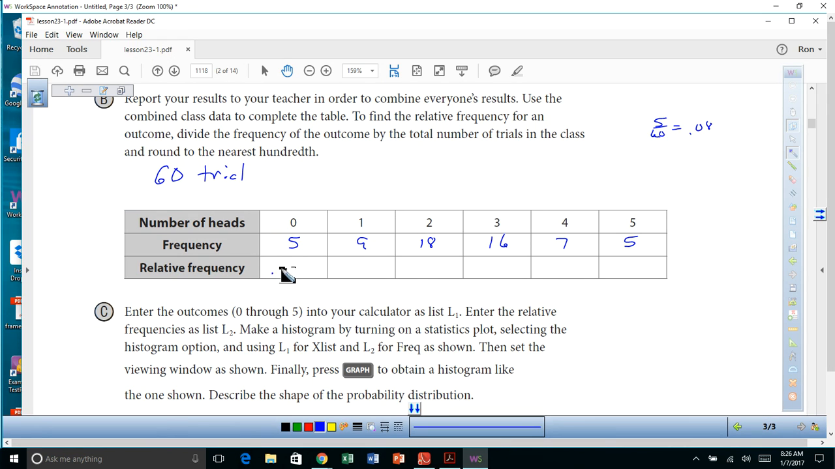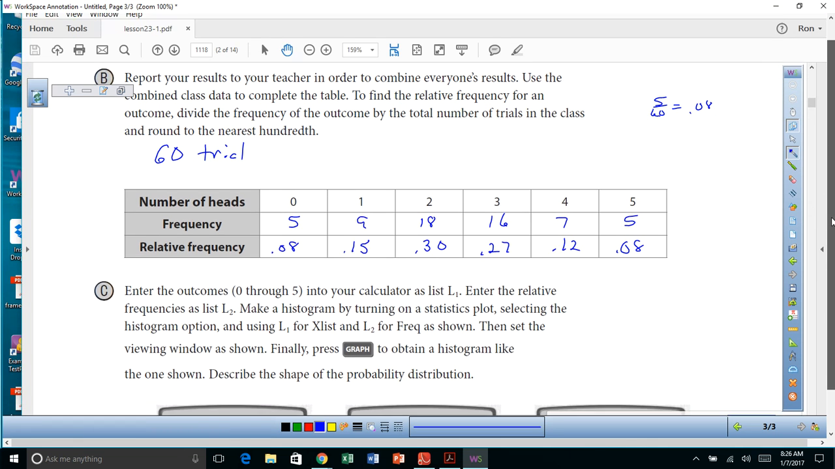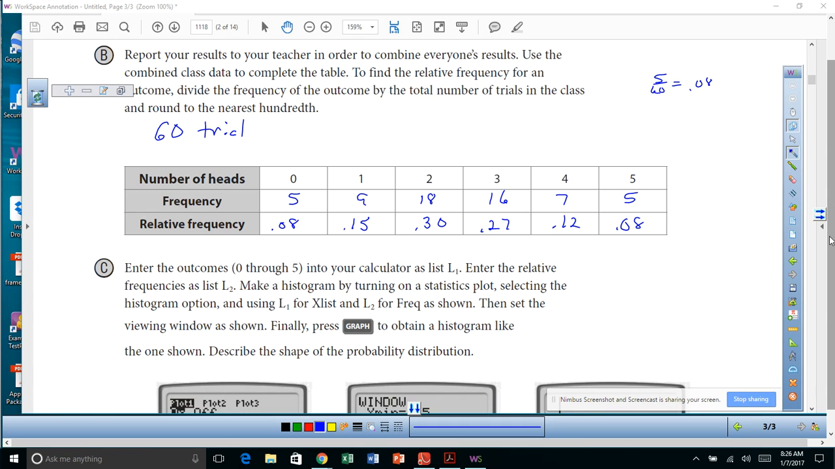All right, 0.08. Now I've already done this for all of these. 0.15, 0.30, 0.27, 0.12, and 0.08. Enter the outcomes 0 through 5 into your calculator as list 1 and relative frequencies as list 2.